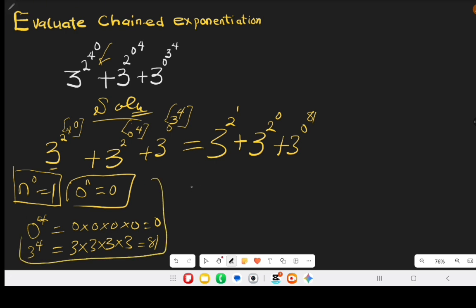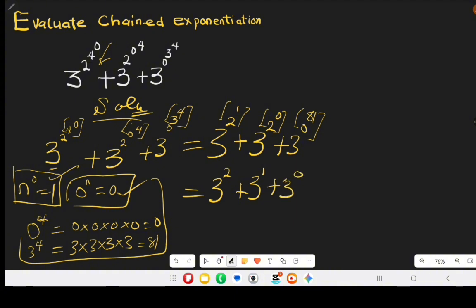If we continue, we have to consider the first two top powers again. 2 raised to the power of 1 will give us 2. This will change to 3 raised to the power of 2 plus 2 raised to the power of 0. We come back here, which says any number raised to the power of 0 is 1. This will give us 3 raised to the power of 1. And the top two here is 0 raised to the power of 81. And we have here 0 raised to the power of any positive number is 0. So this gives us plus 3 raised to the power of 0.